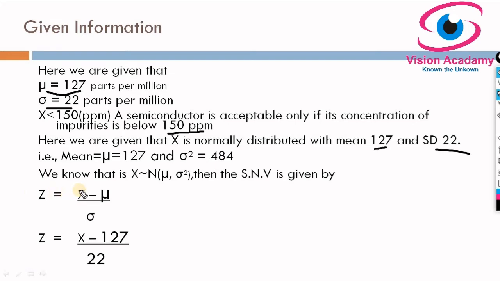Before you apply the standard normal variate, the data must follow a normal distribution. So we know that X follows a normal distribution with mu and variance. Then we can use the standard normal variate for this given situation. Our formula for the standard normal variate is Z equals X minus mu divided by standard deviation. And we have extracted mu and standard deviation, so I have applied here mu is 127 and standard deviation is 22. Then let us apply the formula.